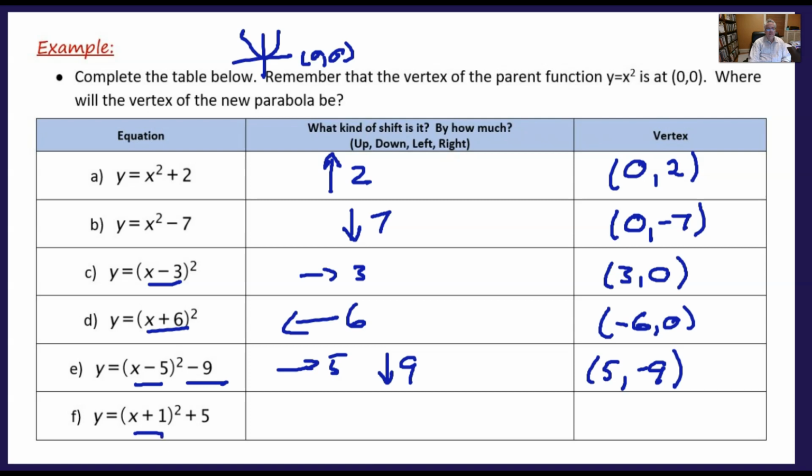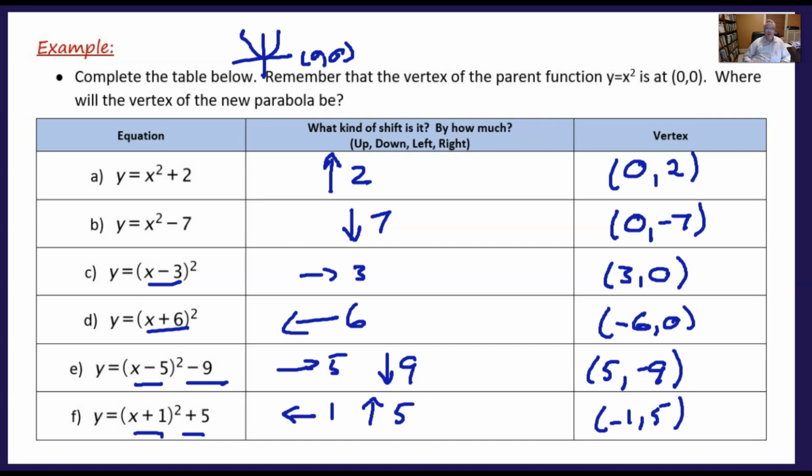All right, last one. This is x plus 1, which means we move to the left 1. The plus 5 on the outside means we moved up 5. So if we move left 1, x would be -1. And up 5, y would be 5. That would be the new vertex.